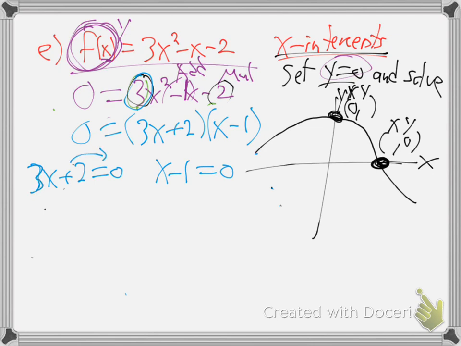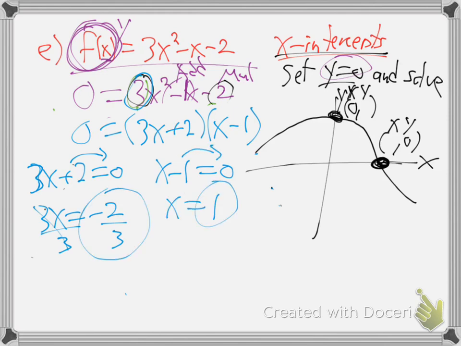Finish this up. Move the 2 over. Negative 2, divide by 3. And move the 1 over. So 1 and negative 2/3. Those are the answers that the quadratic formula would tell you. Yeah. Okay. 1 and negative 2/3. Is that good? We found the x-intercepts. I just did the quadratic formula. It took me 5 seconds.